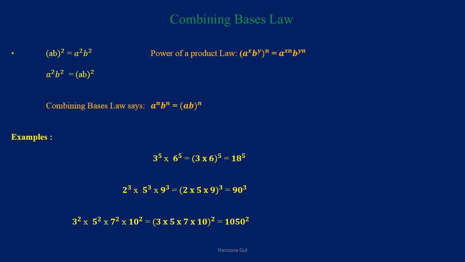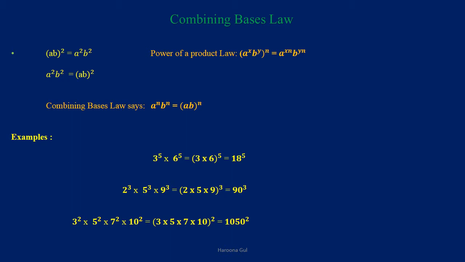Now, the combining bases law says that a raised to the power n into b raised to the power n is equal to ab the whole raised to the power n. Suppose we have to evaluate the expression a into b the whole square. We can rewrite it as a square into b square by applying the power of a product law, which says a raised to the power x into b raised to the power y, the whole raised to the power n is equal to a raised to the power xn into b raised to the power yn.